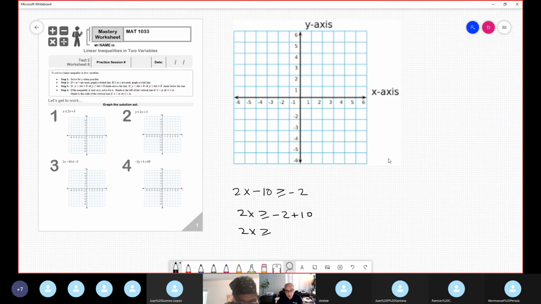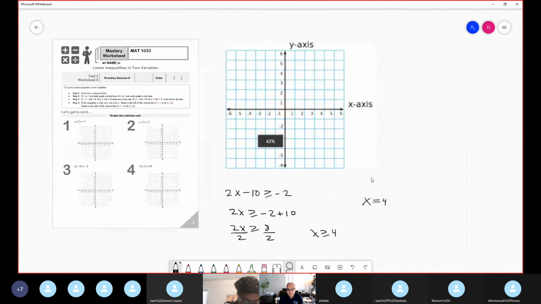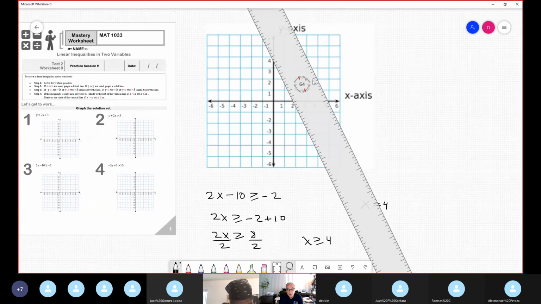2x is greater than or equal to 8. Divide by 2. x is greater than or equal to 4, sorry, because 8 divided by 2 is 4. So the equation is x equals 4. And x equals 4 is a vertical line passing through 4. Like that. Look.